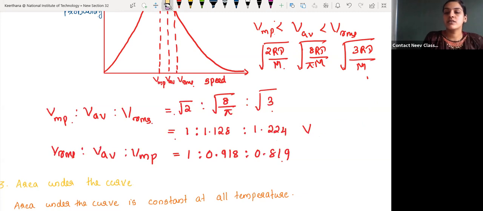Or otherwise, just study only one ratio, which is VMP is to V average is to VRMS or anything, and you can just find this ratio by dividing it with 1.224. If I'm asking VRMS is to V average is to VMP, if you are dividing it with 1.224, you will get 1 is to 0. This is to this one. Anyhow, that's your comfort of study.